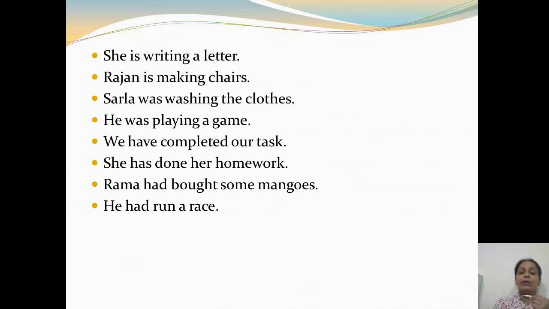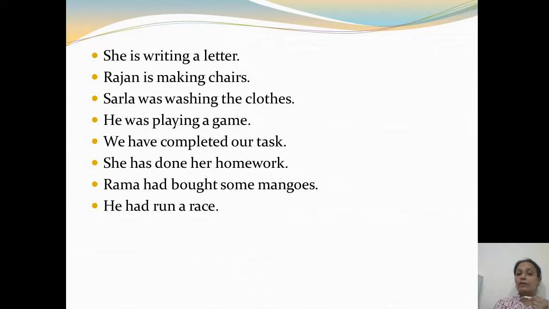Second last sentence, Rama had bought some mangoes. So over here we have a sentence of past perfect tense and Rama is the doer of action. Some mangoes are the receiver of the action. So we'll begin our sentence with some mangoes. Just like present perfect tense, we will be adding been after the helping verb. The helping verb over here is had. Some mangoes had been, right? Bought is already in third form, so we'll be using the same. Some mangoes had been bought by Rama.